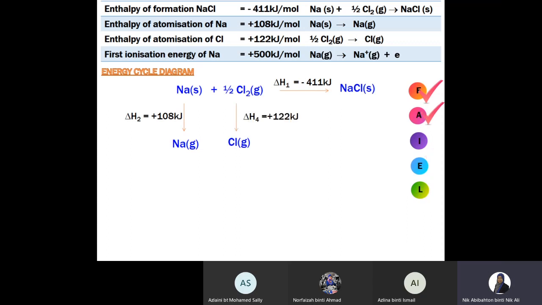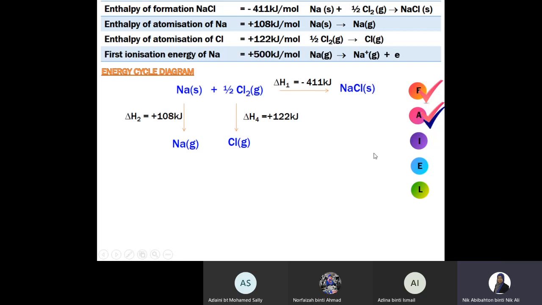Okay, after that, we also have the atomization of chlorine. So atomization of chlorine, we look at the equation of atomization that we write just now. Half Cl2 gas will produce 1 mole of chlorine gas. So in the cycle, the enthalpy of formation is already half Cl2, so we can just directly write Cl gas together with the value of enthalpy. So we finish with the atomization.